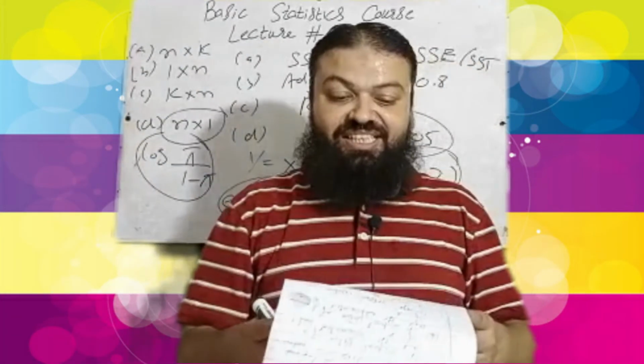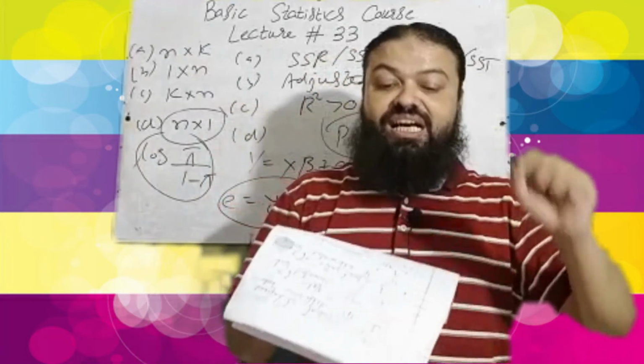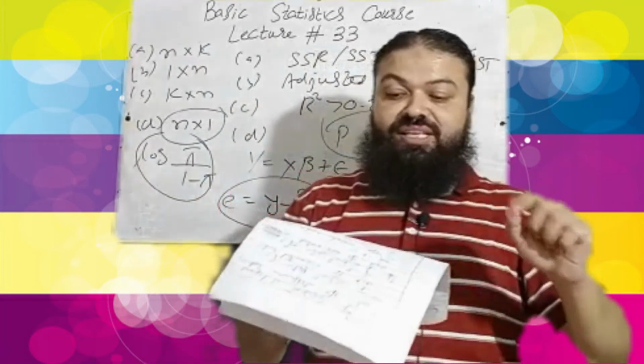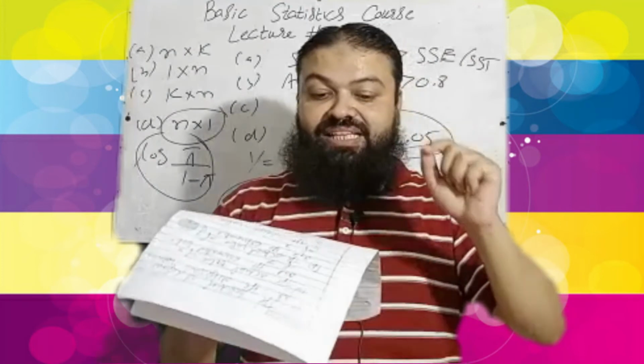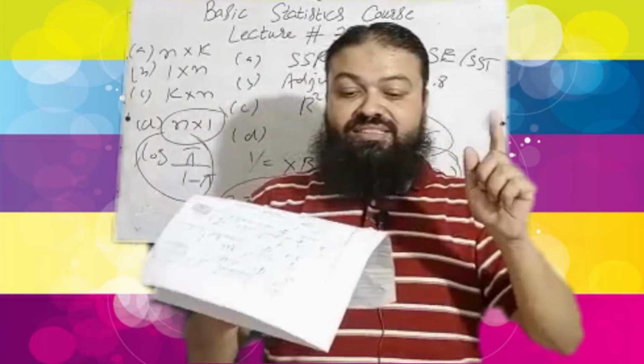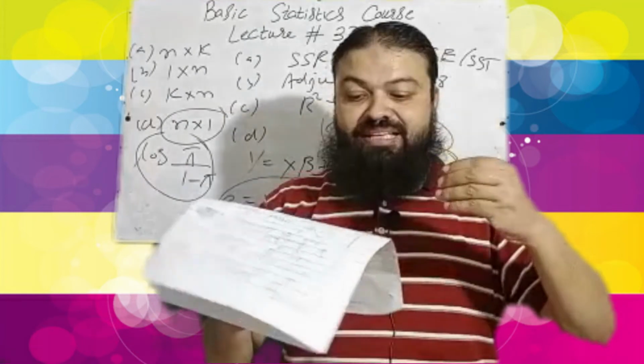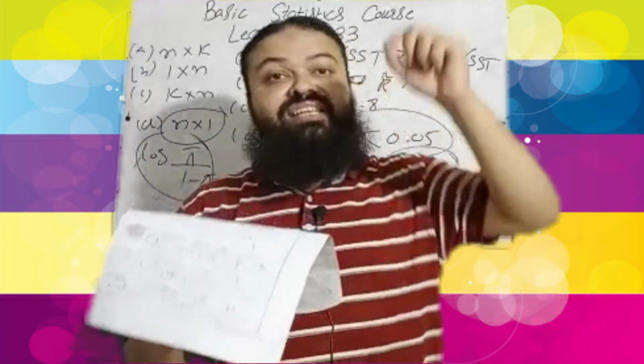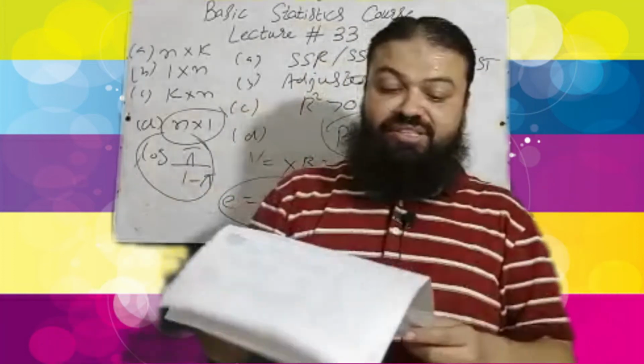Question number 16. Regression equations are obtained by using A, minimum chi-square method, incorrect. B, product moment method, incorrect. C, concurrent deviation method, incorrect. D, least square method. That is the correct option in the exam.